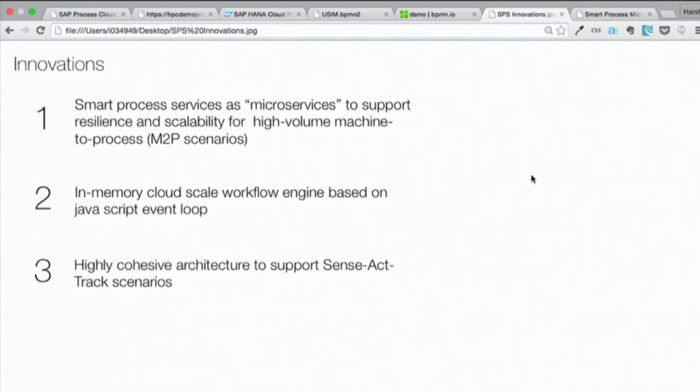We built from the ground up an in-memory cloud scale workflow engine based on the JavaScript event loop. And we tried to converge a lot of these pieces that are needed, the IoT technology, the streaming technology, the process intelligence, process automation, the decision management, and try to make this really cohesive and bring it all together with a focus on making a smart process app development platform available to developers. So that's all we had to show. Hope you liked it. We're open to questions.